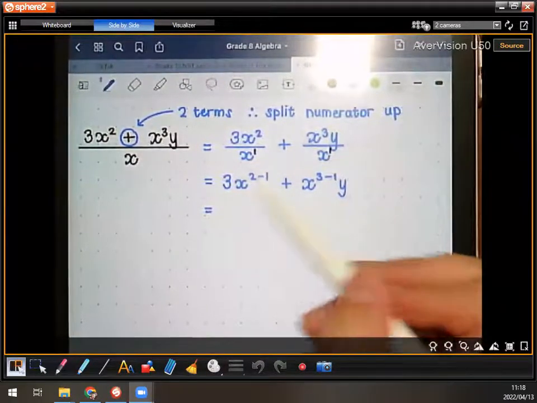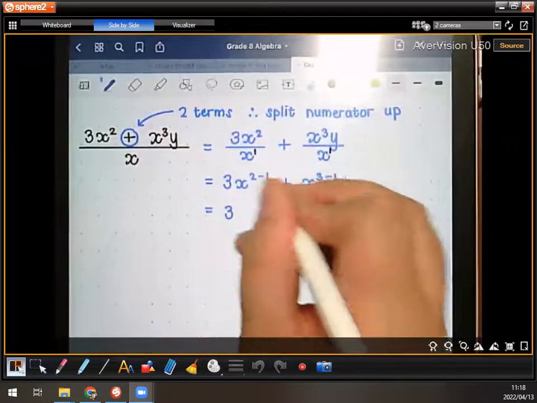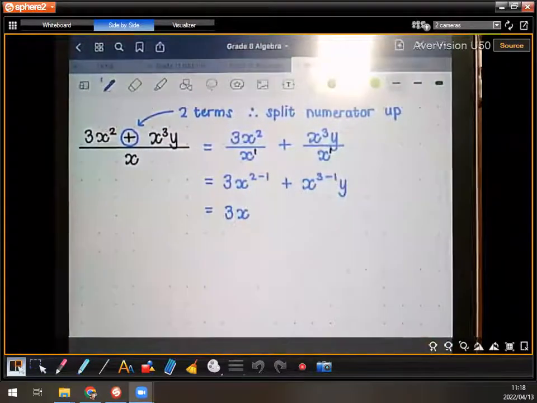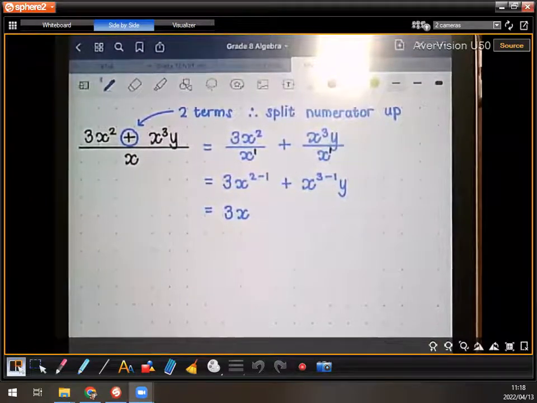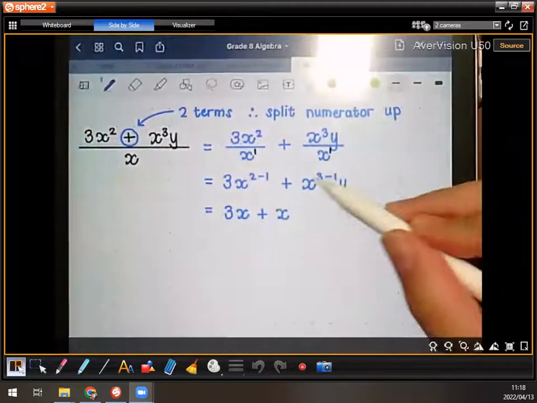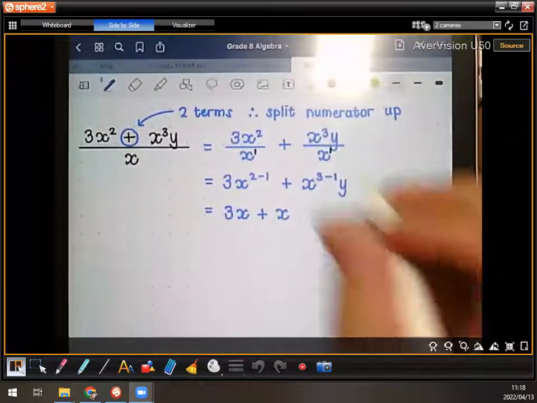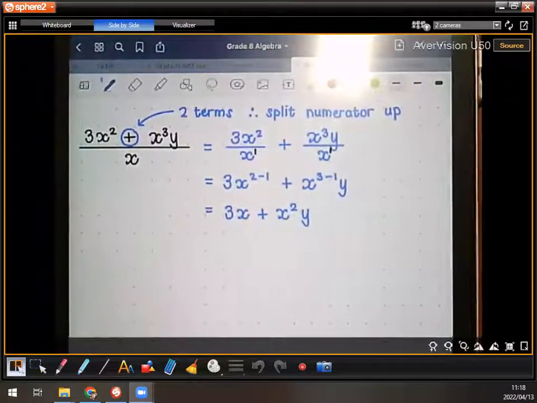All right. Now, guys, we just need to simplify this. We have a 3 x to the, what's 2 minus 1? 1. Do we have to write that 1 as an exponent? No. Okay, so we can leave that as 3x plus x. Now, what's 3 minus 1? 2. And then that's y. Okay, so that is the final answer.